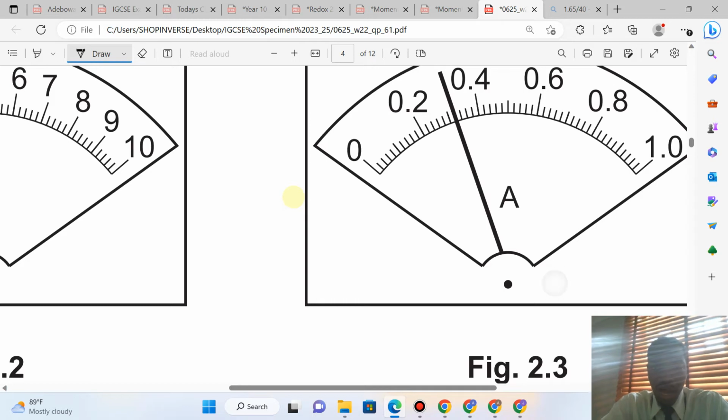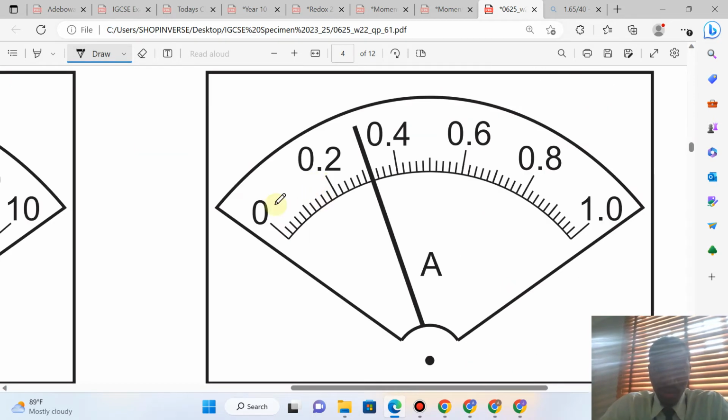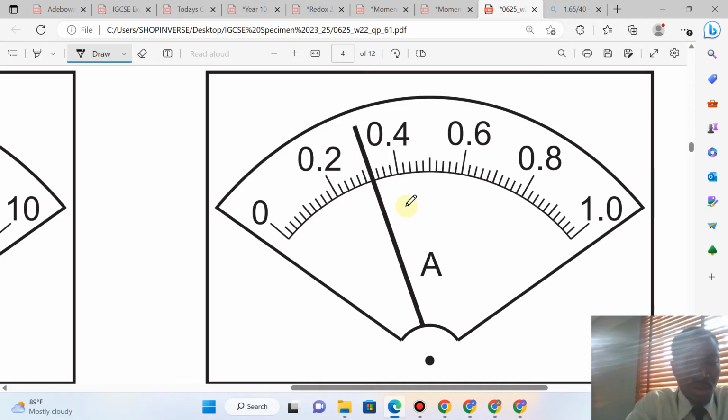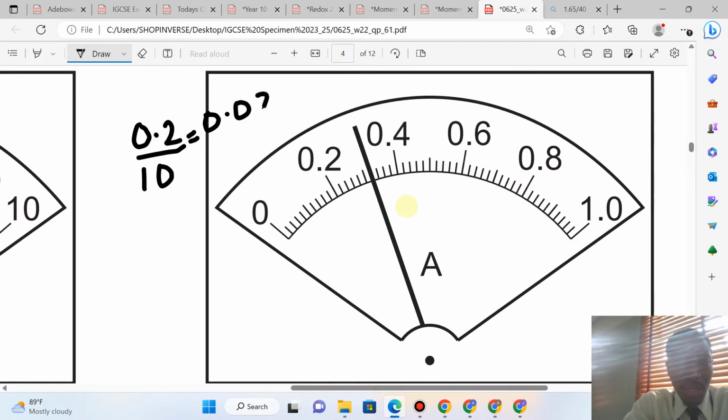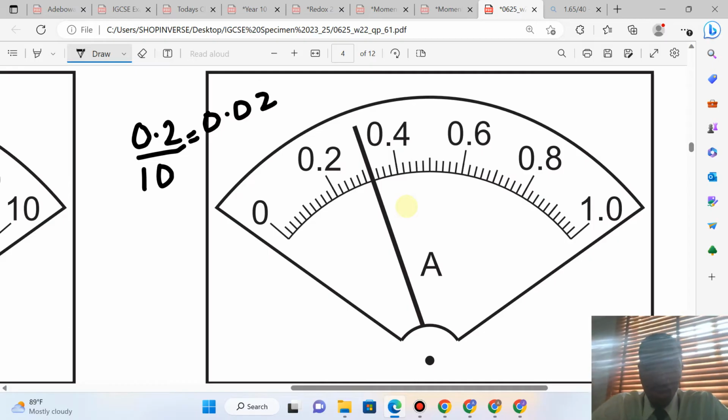Now look at this ammeter. The first reading here is 0. Here we have 0.2, and there are 10 divisions between 0 and 0.2. So to get what each of the smaller divisions represents, you just do 0.2 divided by 10. You get 0.02. So each of the smaller divisions represents 0.02 units.